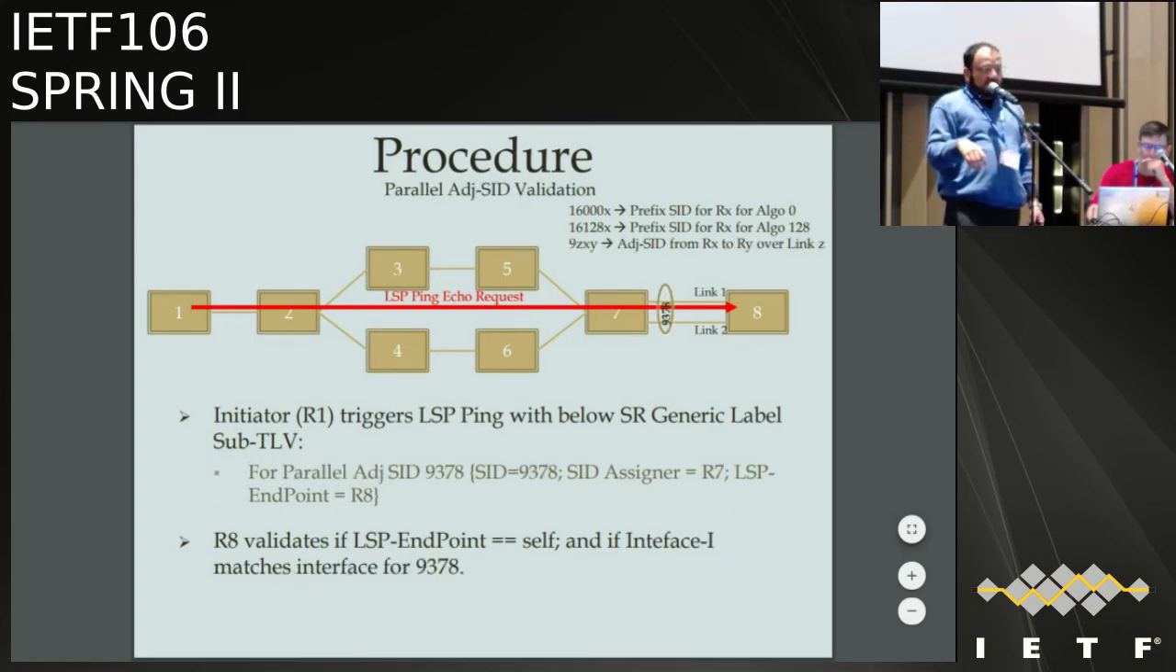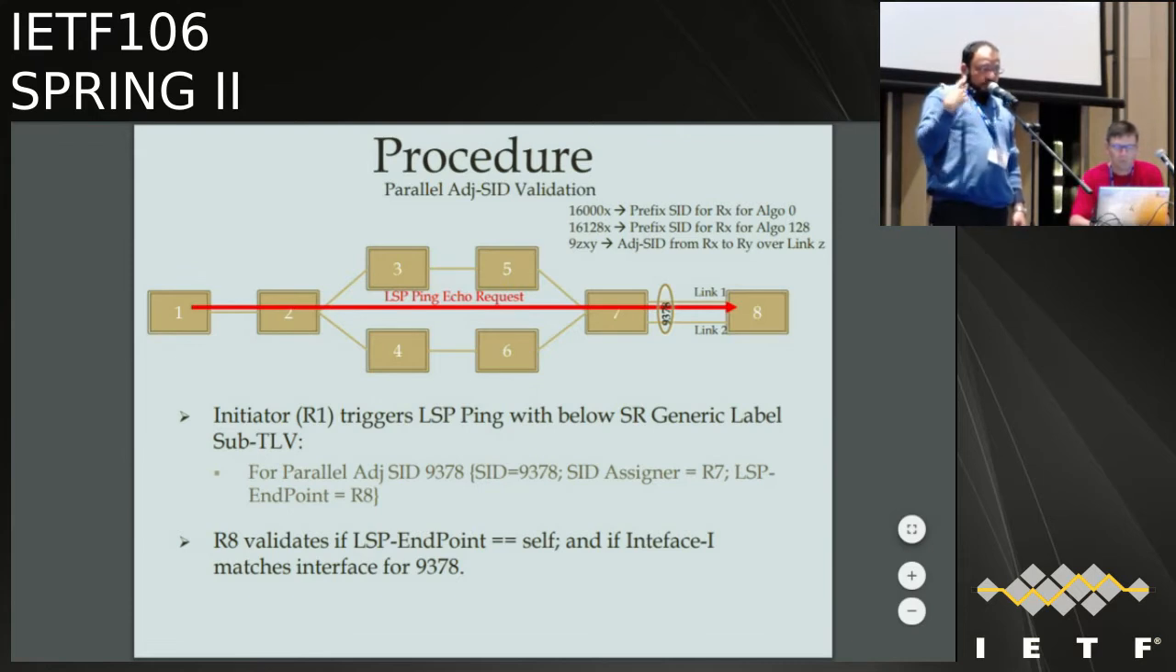If we think about the parallel adjacency SID case, it is not covered by the RFC, because the initiator R1 does not know which interface the parallel adjacency will hash to. So it is a local matter at R7. The initiator R1 would not know, hence it puts 000 as the target value for the interface where it would be receiving the packet.